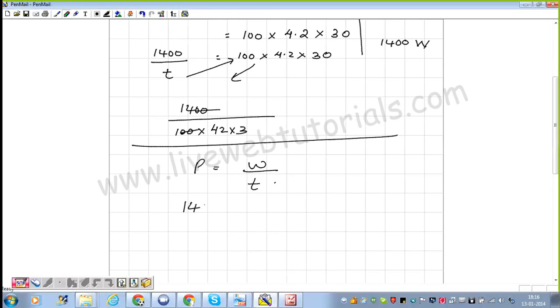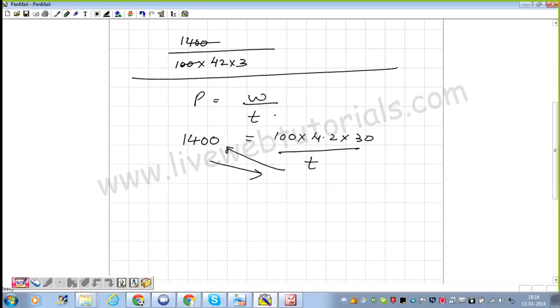Okay, power is 1400, work done is 100 into 4.2 into 30, divided by time. This t will come over here, 1400 will come down. You just have to make the reciprocal. So time is going to be equal to 100 multiplied by 42 into 3 divided by 1400. 14 3s are 42, so this is going to be equal to 9 seconds. Yeah, 9.